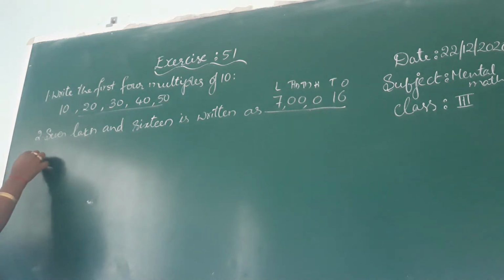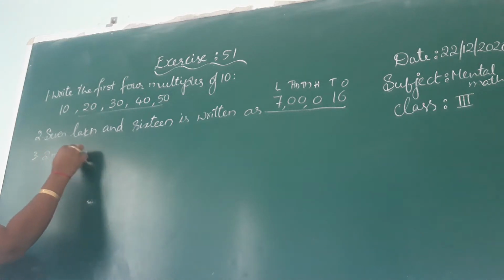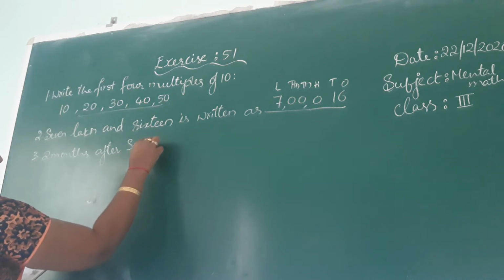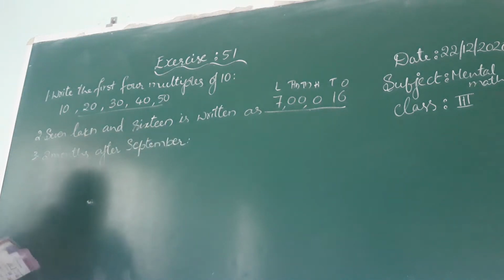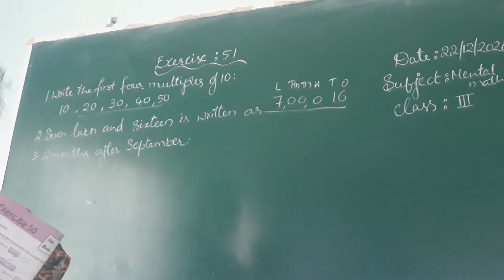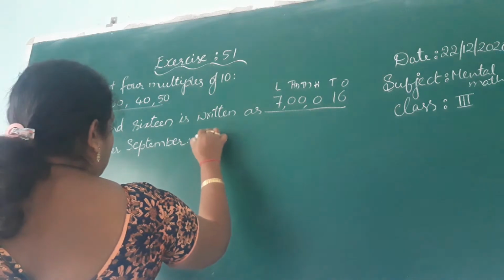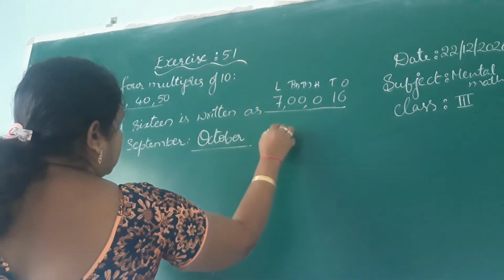See the third one. 2 months after September. What are those 2 months after September, children? October and November. 2 months after September are October and November.